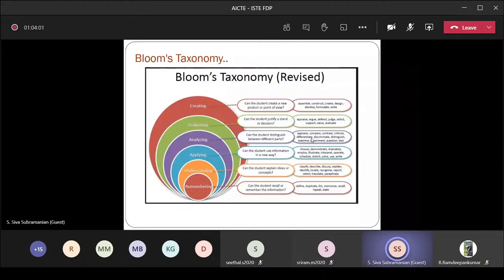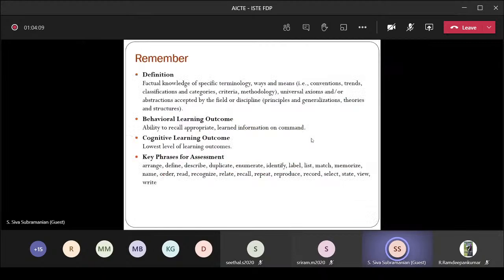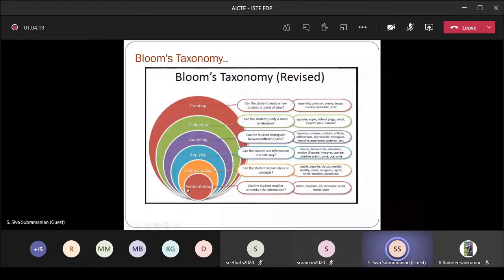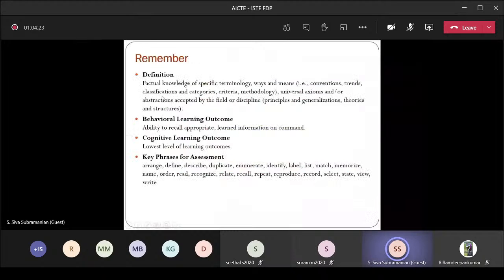Having these things in mind, for the next few slides we are going to have some questions which will let us know what each level is all about, right? Remember was the innermost circle, which is at the lowest order of thinking, where we just look at the factual knowledge of specific terminologies, ways and means, and we just give out the answers. The behavioral outcome is just the ability to recall the learned information, which is the lowest level of learning outcome. The words are arrange, define, describe, explain. All these words will come into the picture: state, view, and so on.